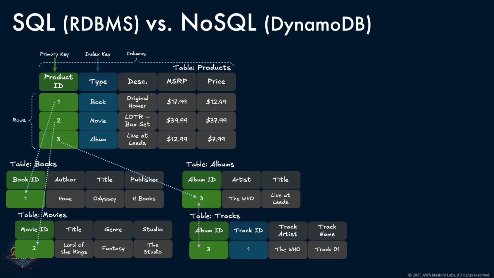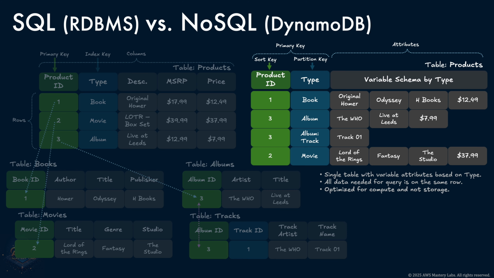While this normalized design promotes data integrity and reduces redundancy, it introduces complexity when querying. Retrieving a complete view of a single product may require multiple joins across several tables, which can increase latency, complicate application logic, and make the schema harder to evolve as the diversity of product types increases.